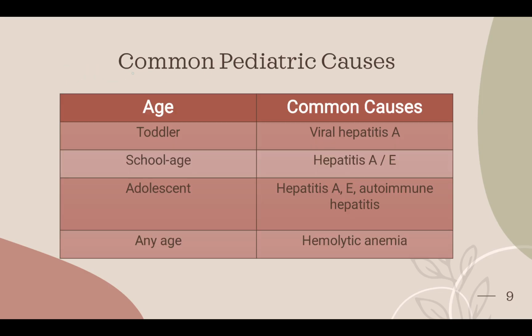So what are the common pediatric causes? Via age you can definitely identify. In a toddler, up to 3 years almost, it can be viral hepatitis A. Then school going children, it can be A and E, and hepatitis is the most common usually. Adolescent, so it is hepatitis A, E, and autoimmune hepatitis, which is also nowadays very common.